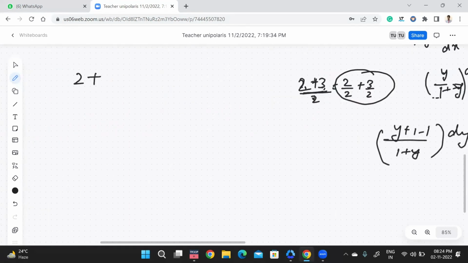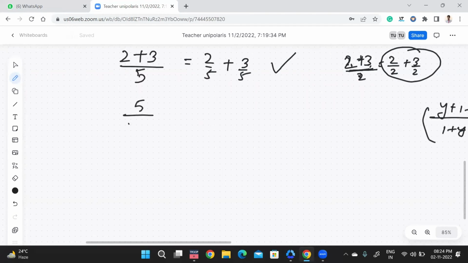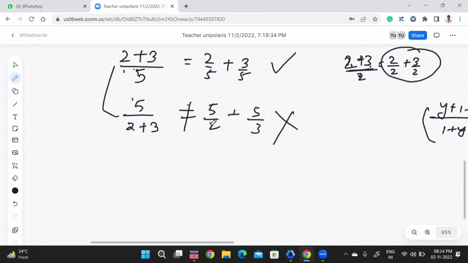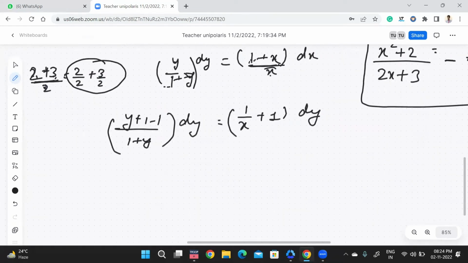If we have 2 plus 3 over 5, you can write it as 2 by 5 plus 3 by 5. This is correct. But if you reverse it, you have 5 over 2 plus 3, then you cannot write it as 5 over 2 plus 5 over 3. This will be wrong. So there is a difference, and you have to see that. Here on the right side, we can remove this x on both the terms 1 and x. But here we cannot do that.